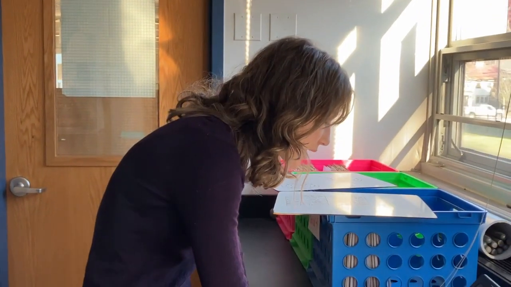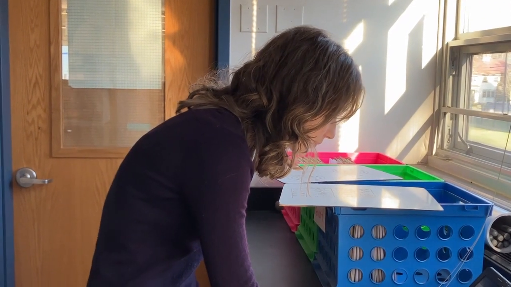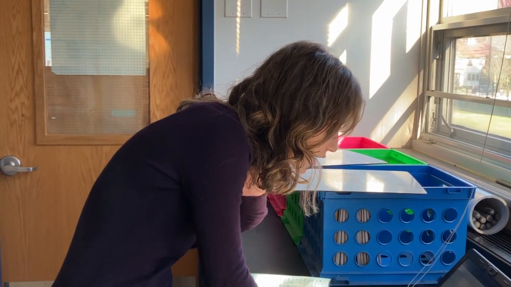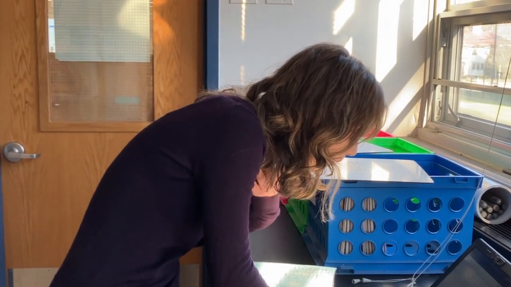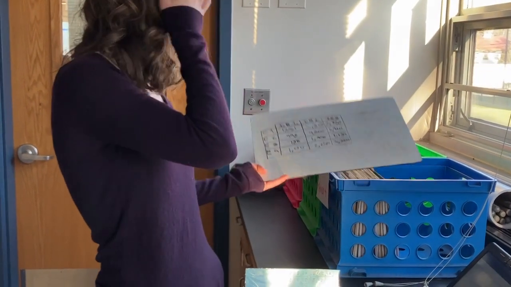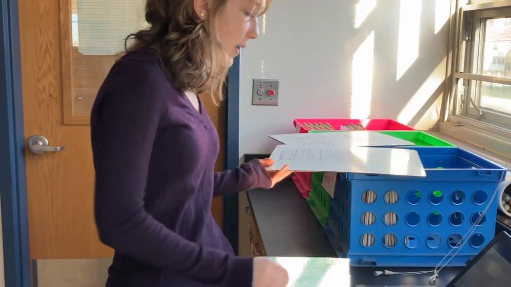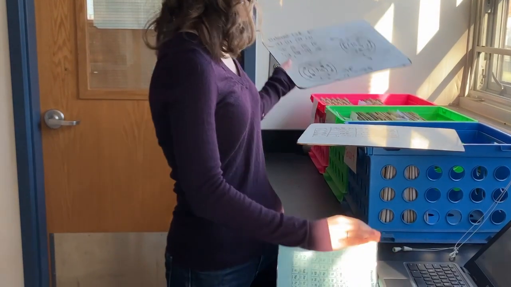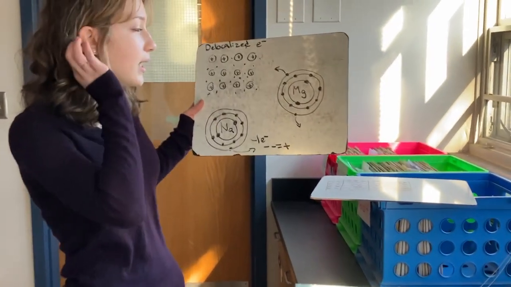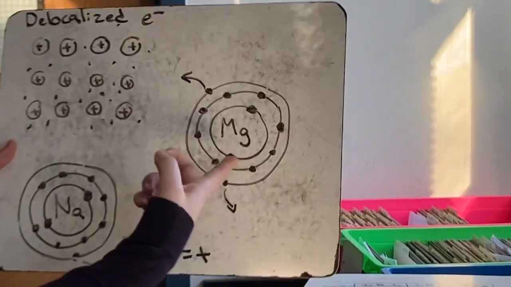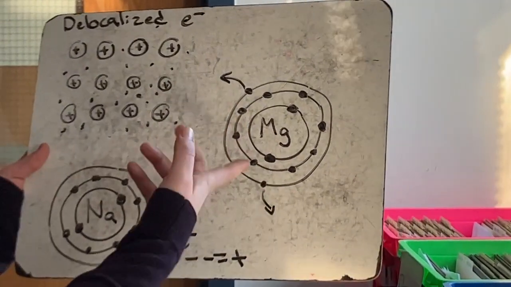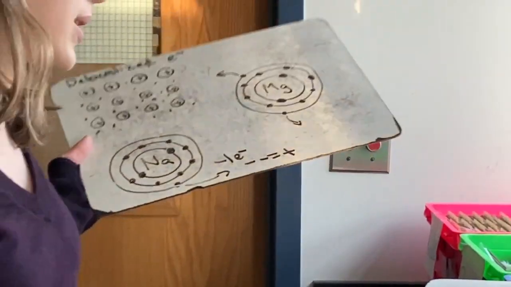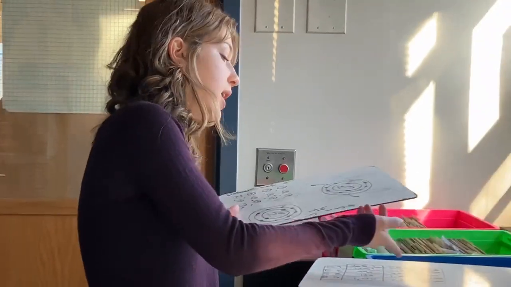Okay, so question 3. Question 3 is write the complete electron configuration for an atom of element 3. So element 3, that would be this magnesium here. So it has 2 electrons on the first energy level, 8 in the next one, and then these 2, which would be lost. And that's what's being shown in the first ionization and the second ionization.